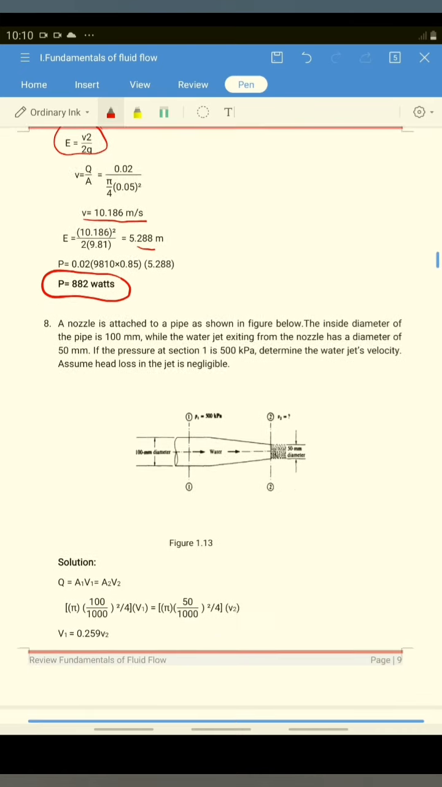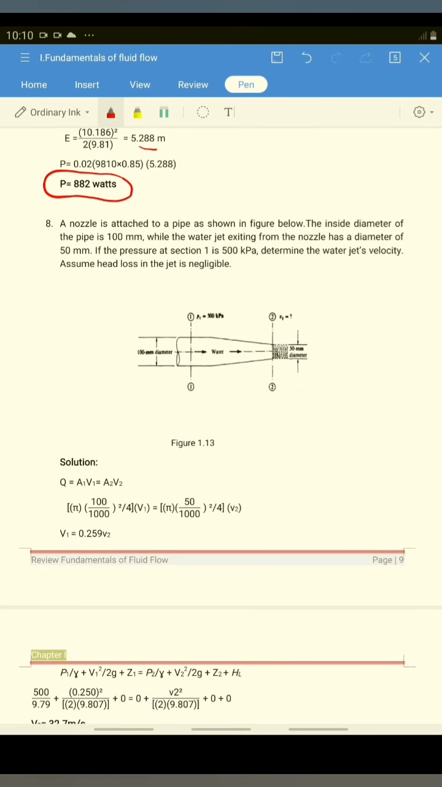Okay, for number 8, a nozzle is attached to a pipe as shown in the figure below. The inside diameter of the pipe is 100 mm, while the water jet, the water that is coming out from the nozzle, has a diameter of 50 mm. If the pressure at section 1 is 500 kPa, determine the water's jet velocity. We will assume that the head loss in the jet is negligible.